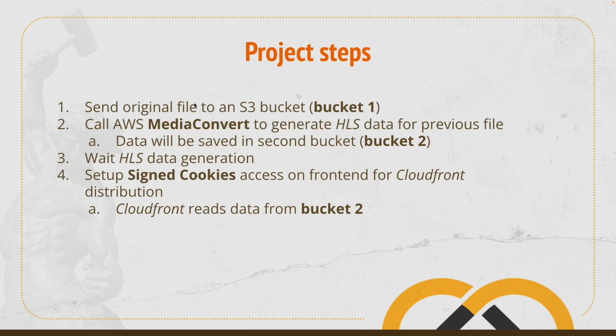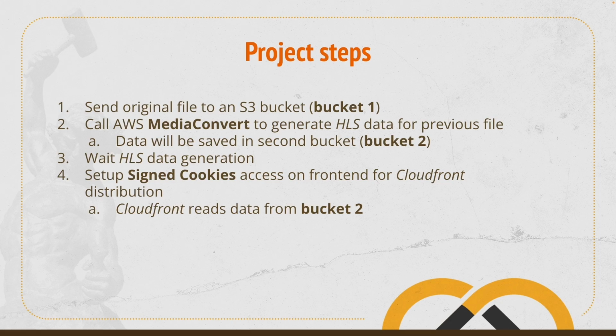So after sending the file to bucket 1, we're going to call MediaConvert on top of this file in this bucket. MediaConvert will read the file on bucket 1, and it will generate multiple versions of this file. Let's suppose, for example, we're going to use one file which is 1080p. We're going to use this file to generate multiple versions of the same file in different resolutions.